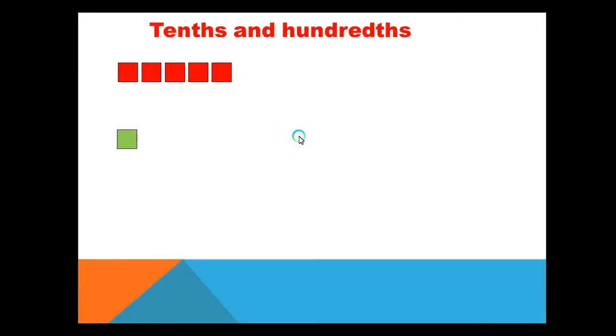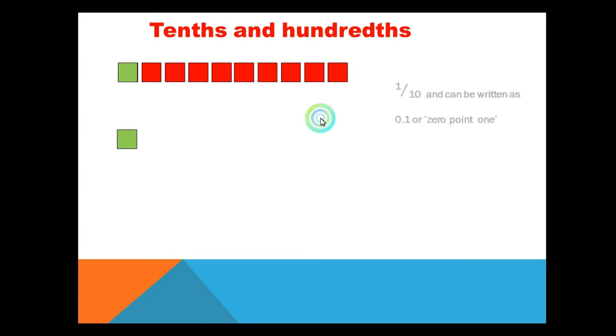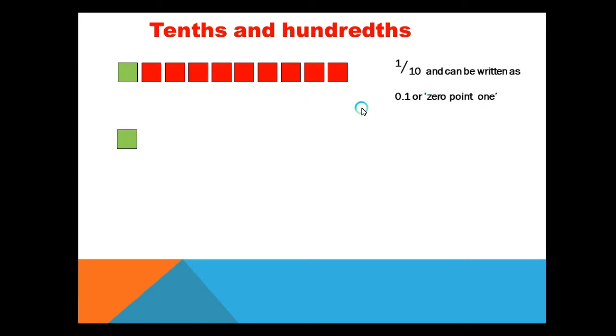Let's go to the third lesson, the third outline. We're talking about tens and hundreds, 1/10 and 1/100. Now here is 10. Counting the box: 1, 2, 3, 4, 5, 6, 7, 8, 9, 10. Now that is 1/10 and can be written as 0.1. Right.